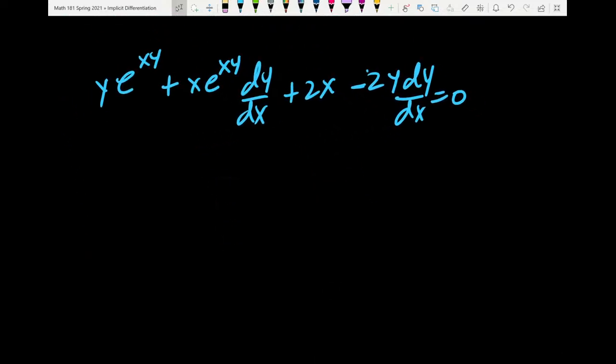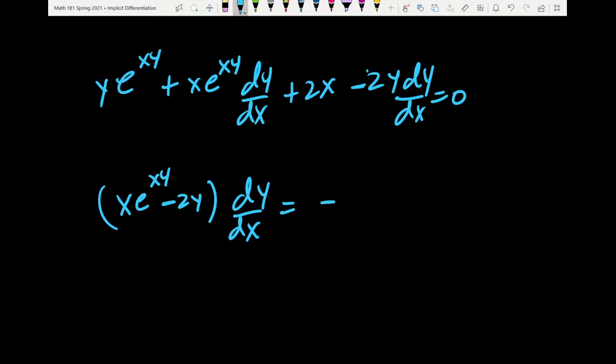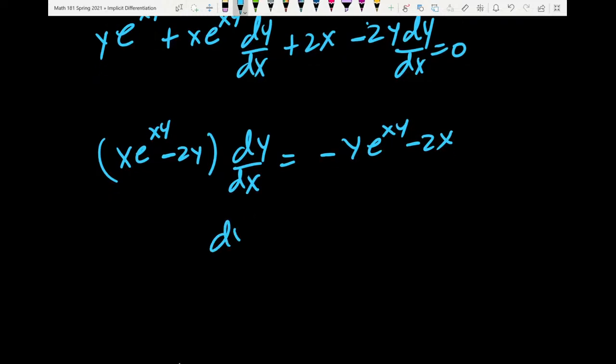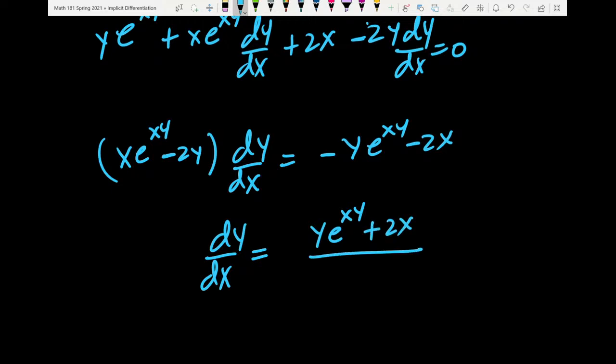And then I get x e to the xy minus 2y, times dy/dx, equals minus y e to the xy minus 2x. So therefore dy/dx equals, I'm just going to factor out the negative to make the problem look nicer. All right, any question?